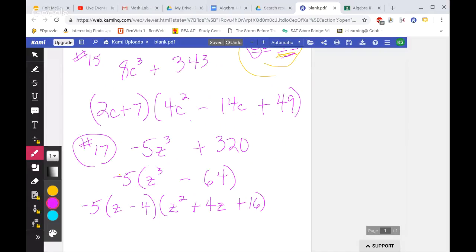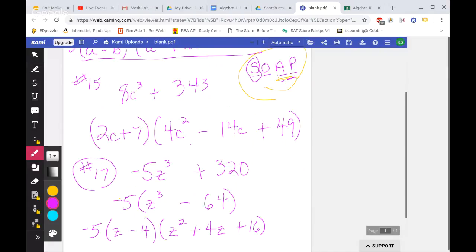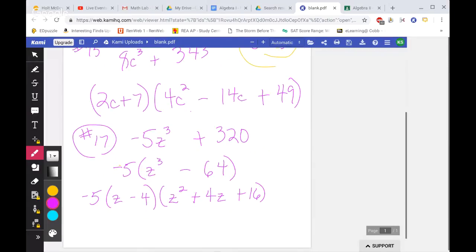How'd you get that? How did I get what? What you just did. It's the difference of two cubes, and I just used the factoring pattern, like the SOAP: same, opposite, always positive. And then I used the factoring patterns that we've been using. But I had to leave my -5 there because that's still one of the factors.